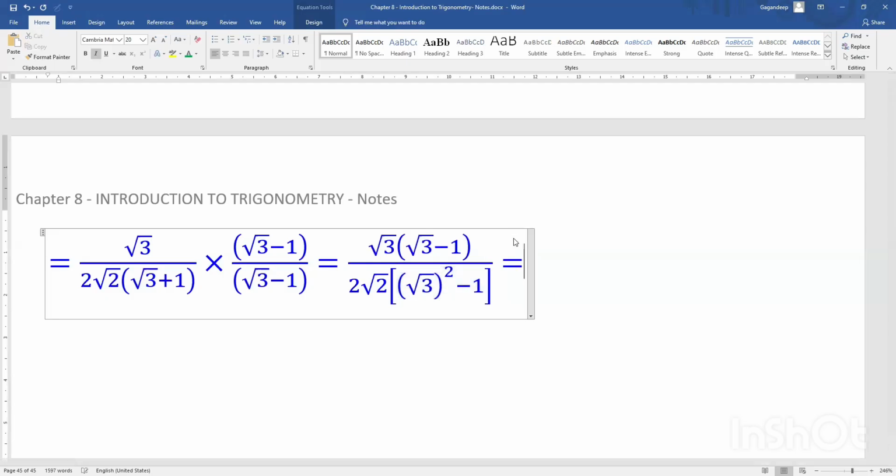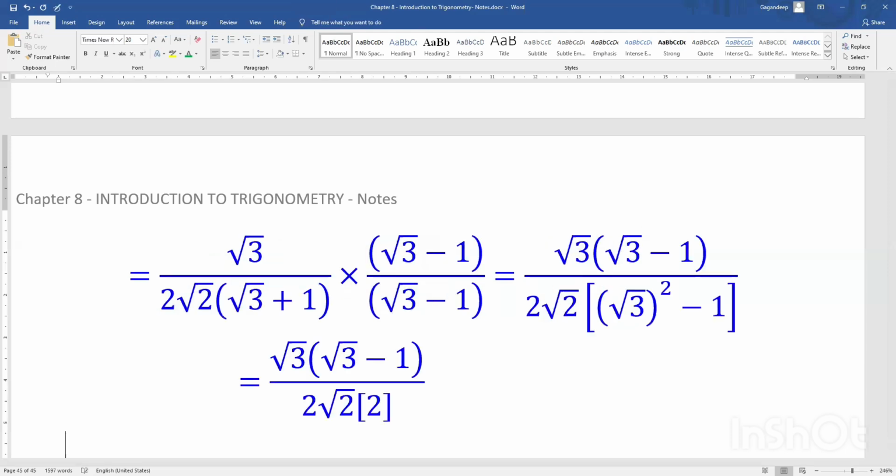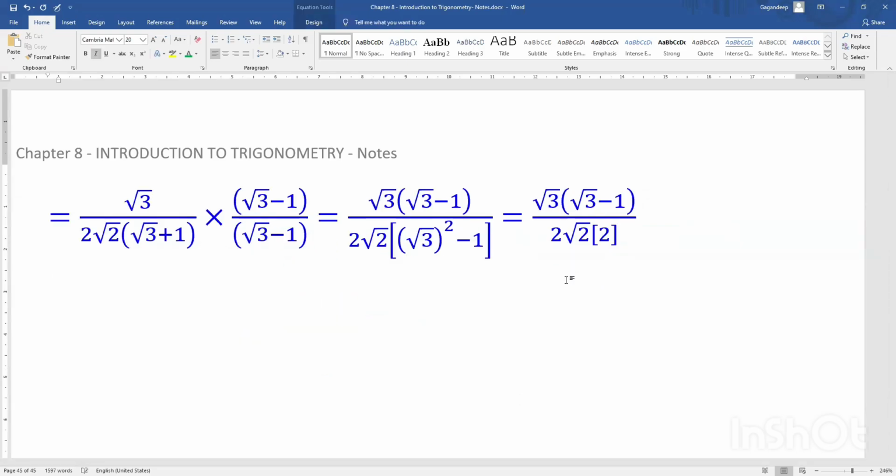Okay. It's equal to. Then I can write it as root 3 into root 3 minus 1 and 2 root 2 into 2. It's equal to. Now we can do it in the next step. So let us write it in the next step.